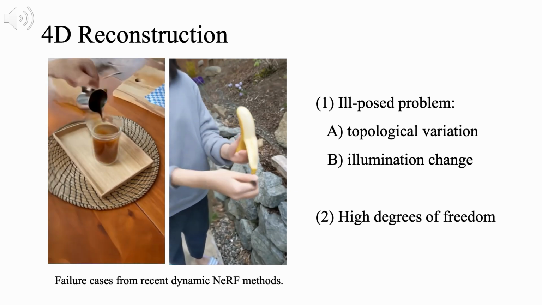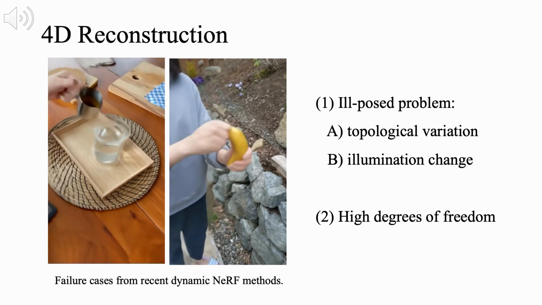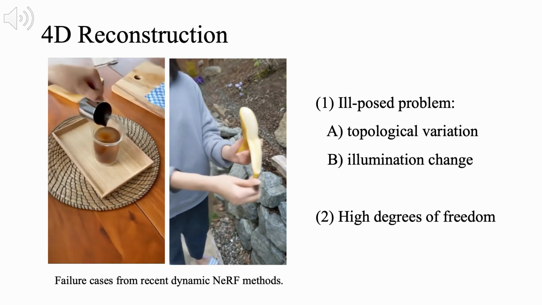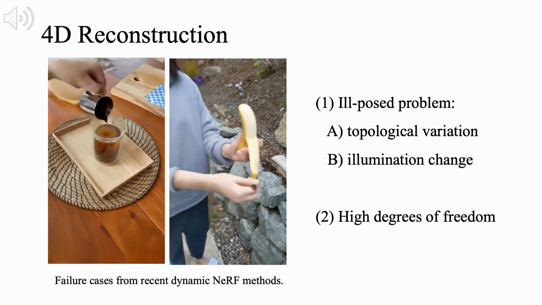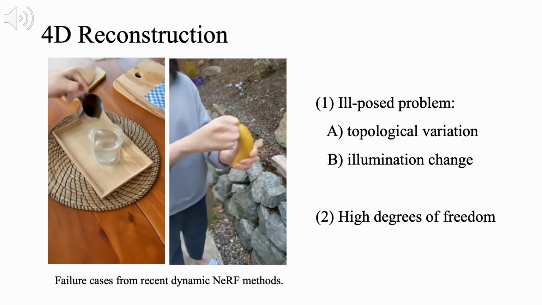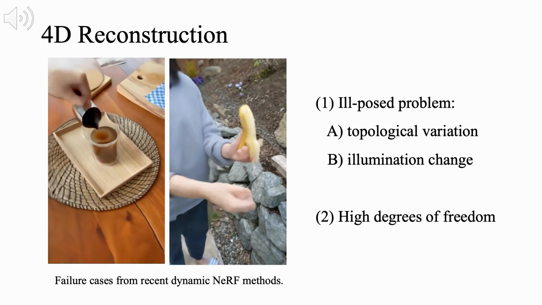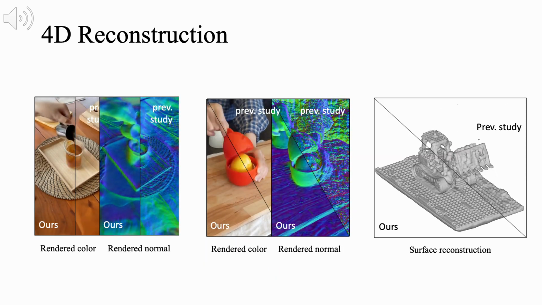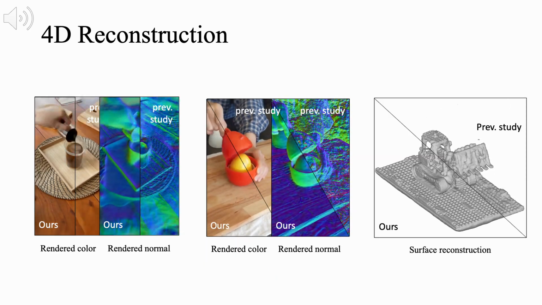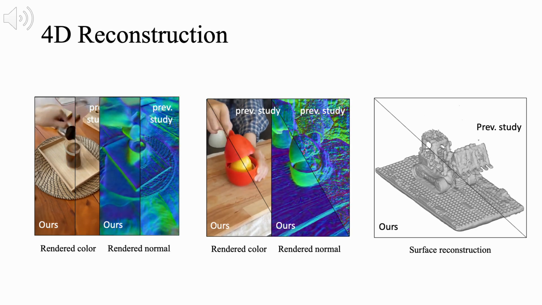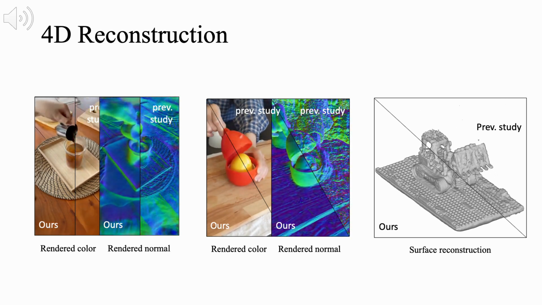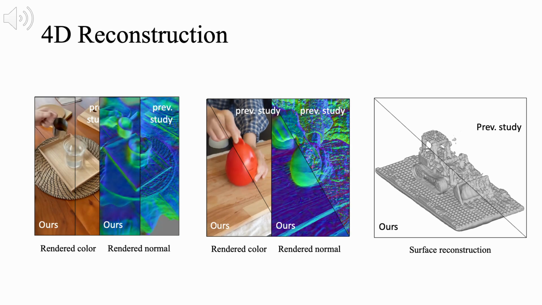First, learning deformation is sensitive to topological variation and illumination change. Second, using the density representation, which has high degrees of freedom, could result in overfitting, floaters, and blurry reconstructions. To address the issue, we propose an algorithm, namely 4D regularization SDF, for spacetime surface regularization to improve the fidelity of neural rendering and reconstruction in dynamic scenes.